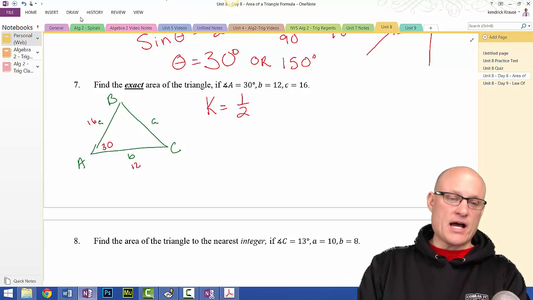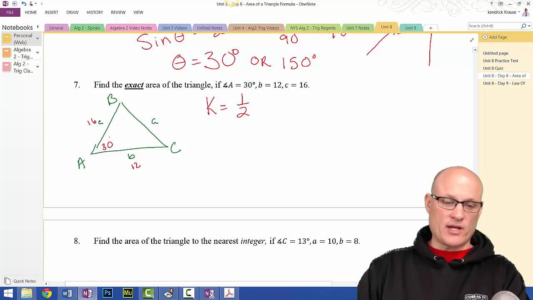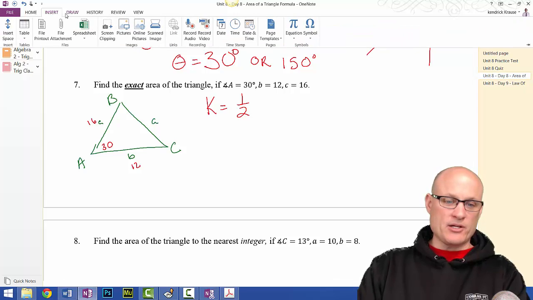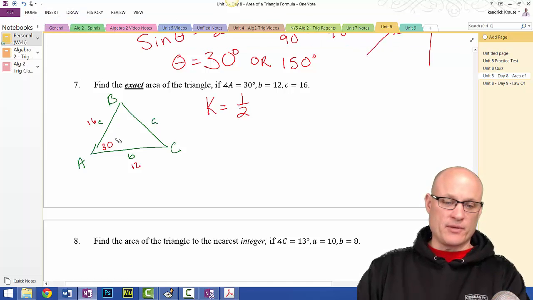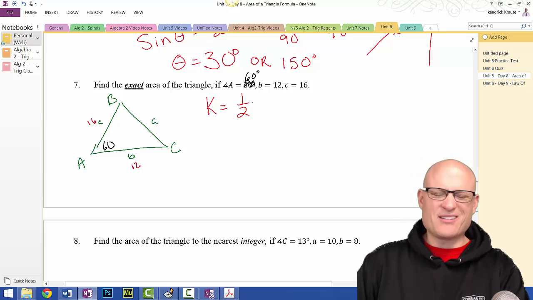You know what? I changed this problem. I don't know why it's still... I know I changed this problem. I'm going to change the degree measures here. I'm going to change it to 60 degrees. So instead of using 30, I'm going to use 60. You'll see why in just a second, because this problem otherwise is really quite boring.